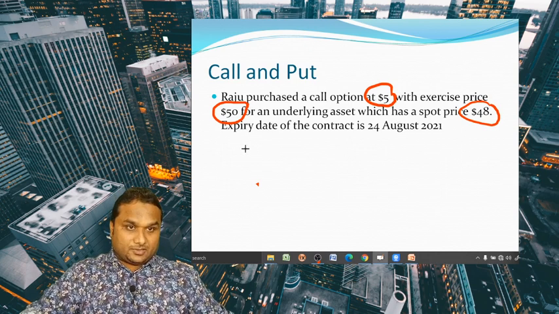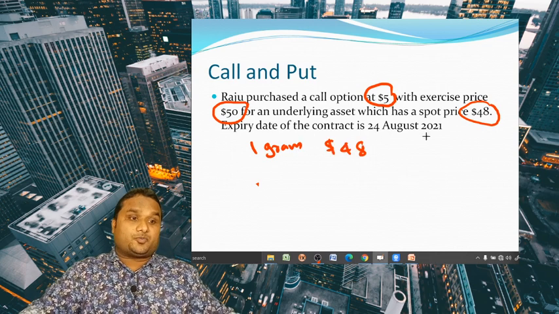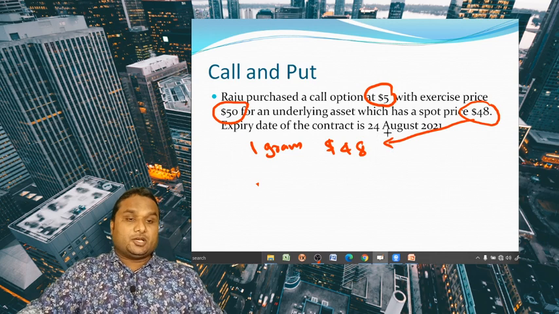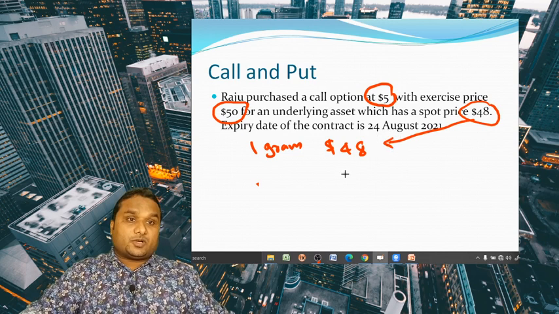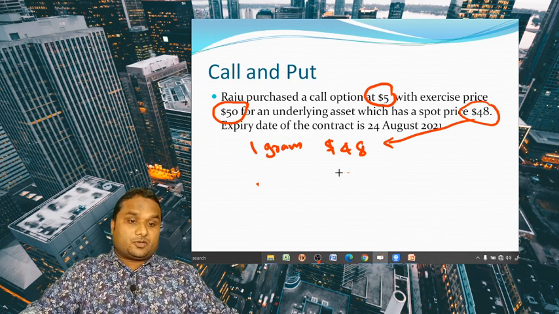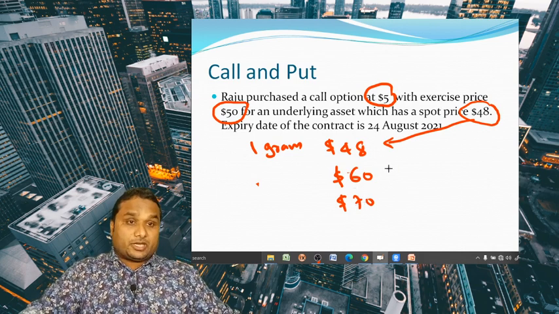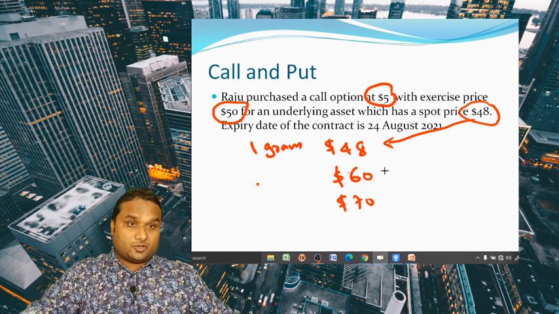Now let's believe that Raju has to conduct the marriage of his daughter. For the marriage of his daughter, he has to purchase some gold ornaments. Suppose today 1 gram of gold costs, let's assume, $48. This is the spot price. So Raju worries that after 1 year, during the time of his daughter's marriage, the price of gold per gram may go to $60 or $70. So he wants to protect against the rise in the price of gold per gram.